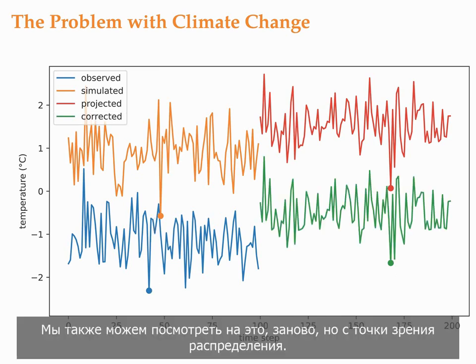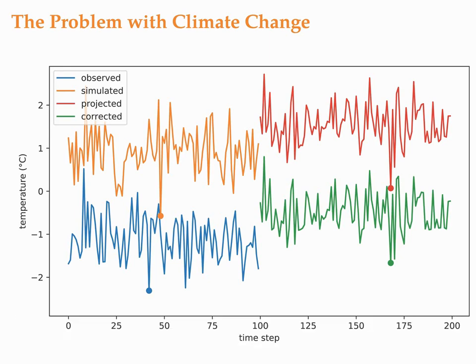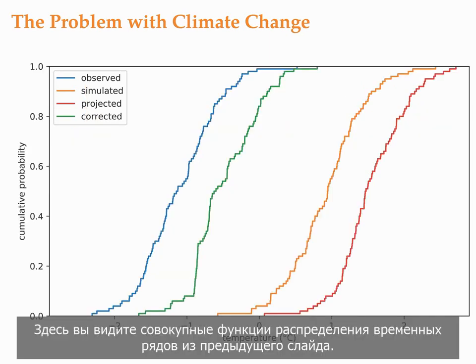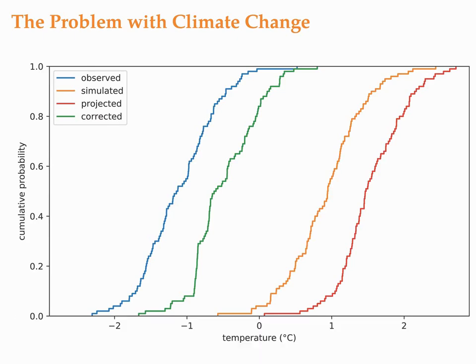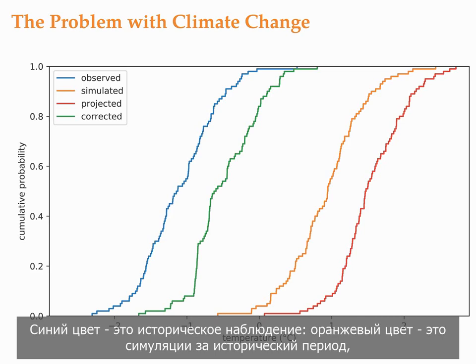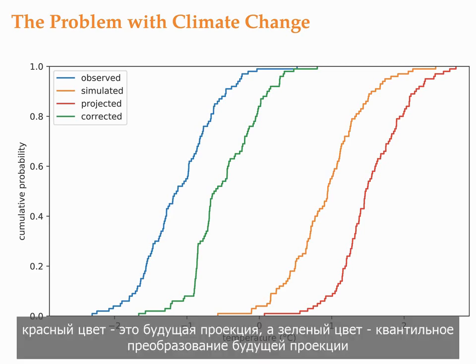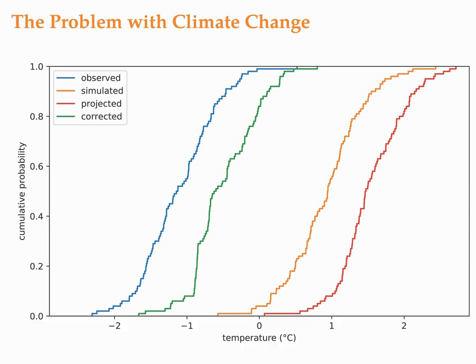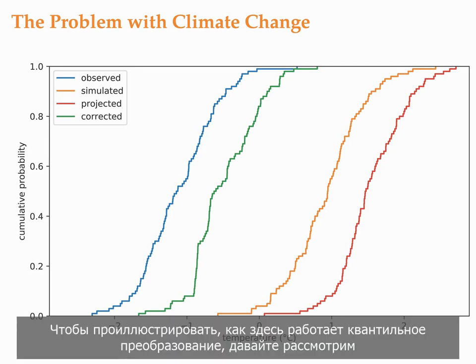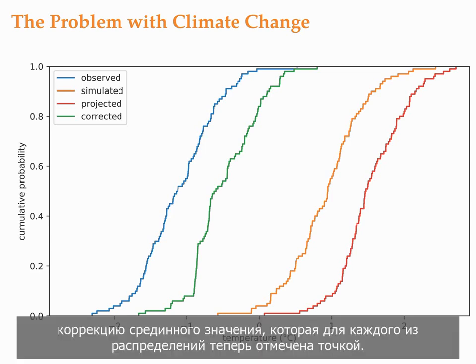We can also look at this from the distribution point of view again. Here you see the cumulative distribution functions of the time series from the previous slide. Blue is the historical observation, orange the historical simulation, red is the future projection, and green is the quantile mapped future projection. To illustrate how quantile mapping worked here, let us look at the correction of the median, which for each of the distributions is now marked with a dot.